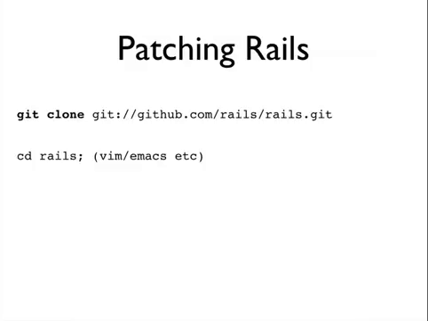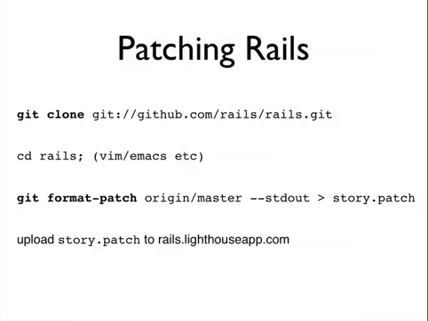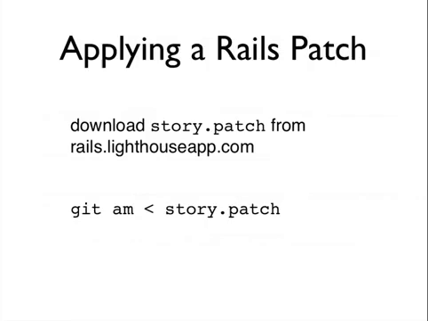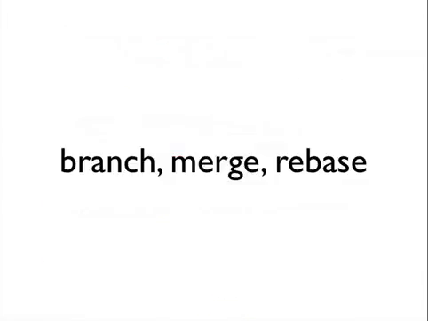You clone the Rails directory, you go into that, you make your changes, you run format-patch on where you had cloned it from, and output it into a patch file, and then you upload that patch file to Lighthouse, which is their ticket management system. And then somebody else can download that patch file and run git-am and pipe it in. And that's how Rails accepts patches, and that's how that workflow is supposed to go.